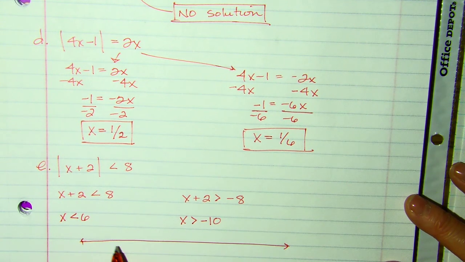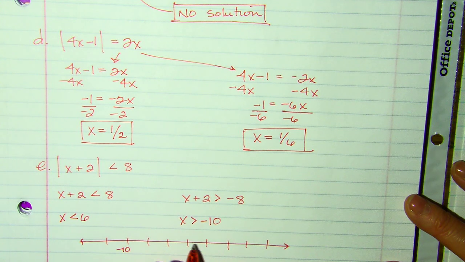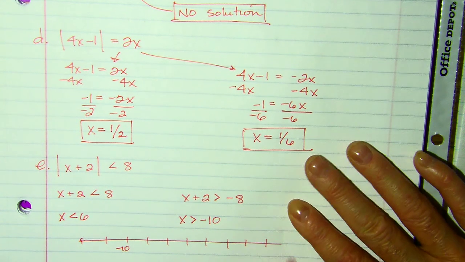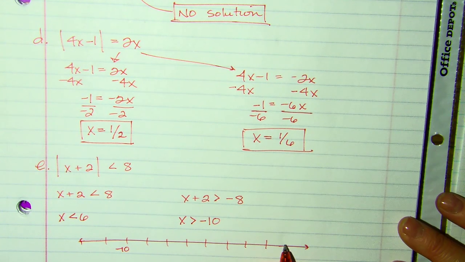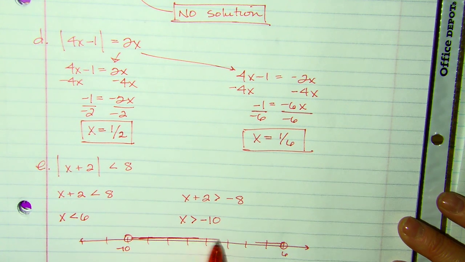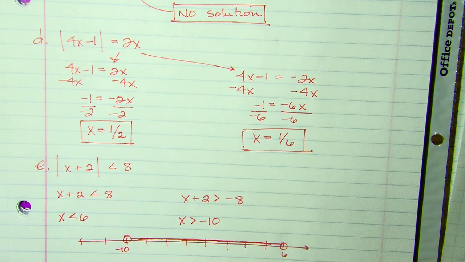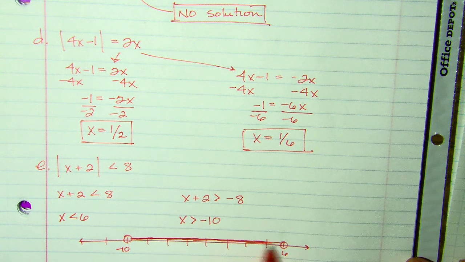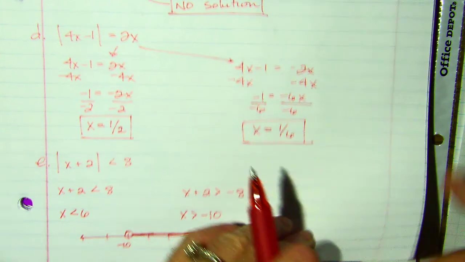And my graph doesn't have to be perfect. So let's say this is negative 10, negative 8, 6, 4, 2, 0, 2. Well, not quite, huh? Space it out however you like. So x is less than 6 and greater than negative 10. So it would look like this. All right, next one. I'm going to do 3 more.